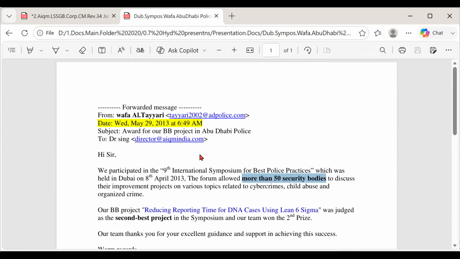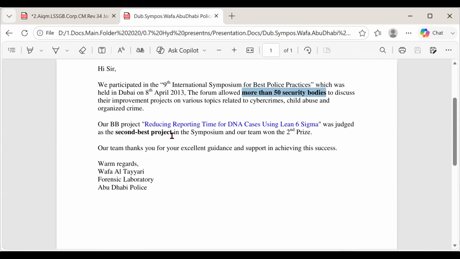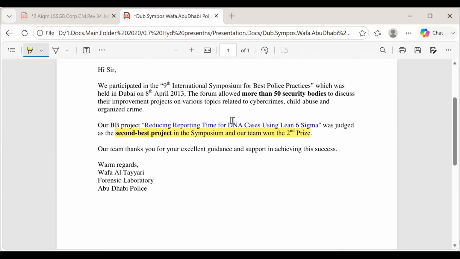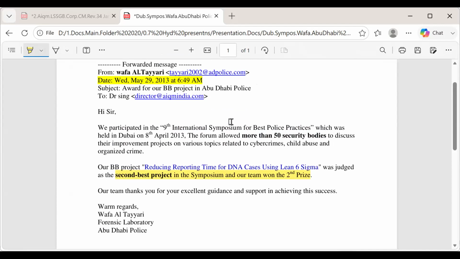This project was related to reducing the reporting time for DNA cases using Lean Six Sigma. It was adjudged as the second best project among 50 participants. They got the second prize. So this was regarding the time taken.